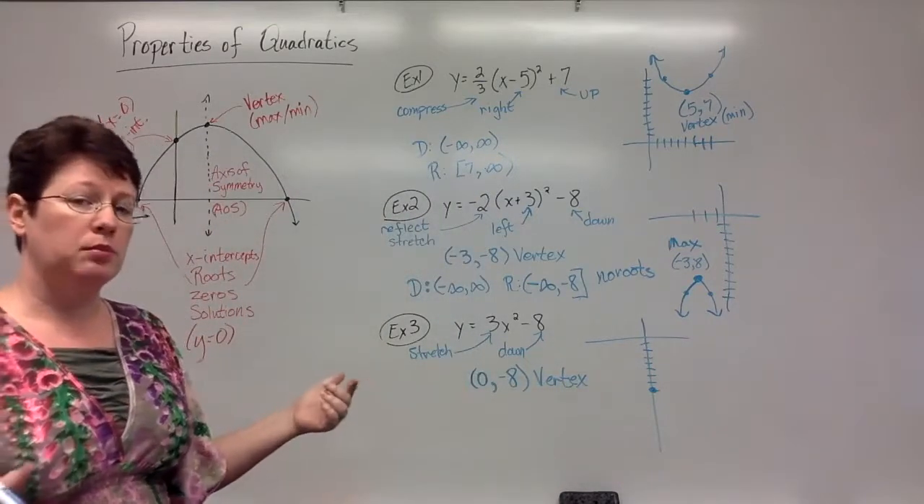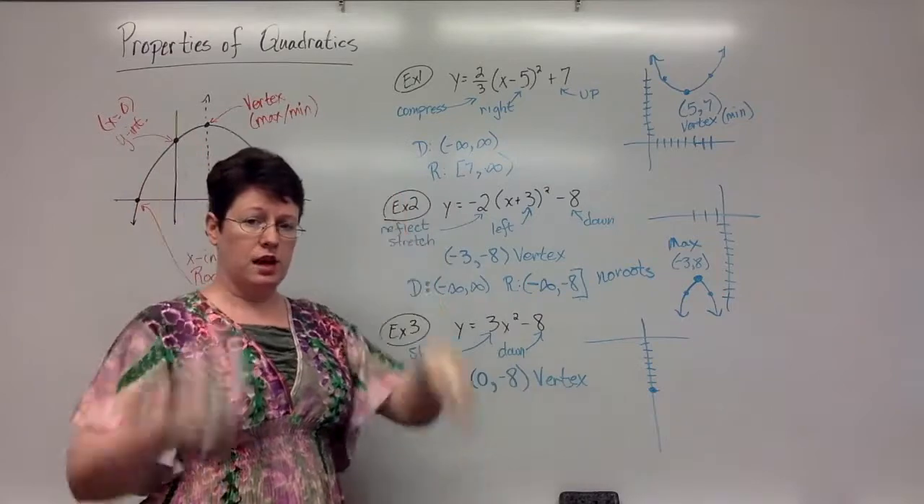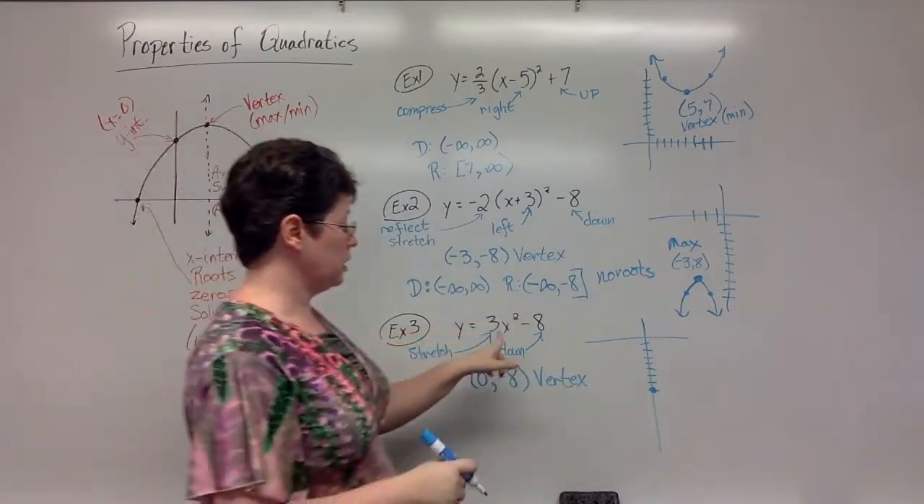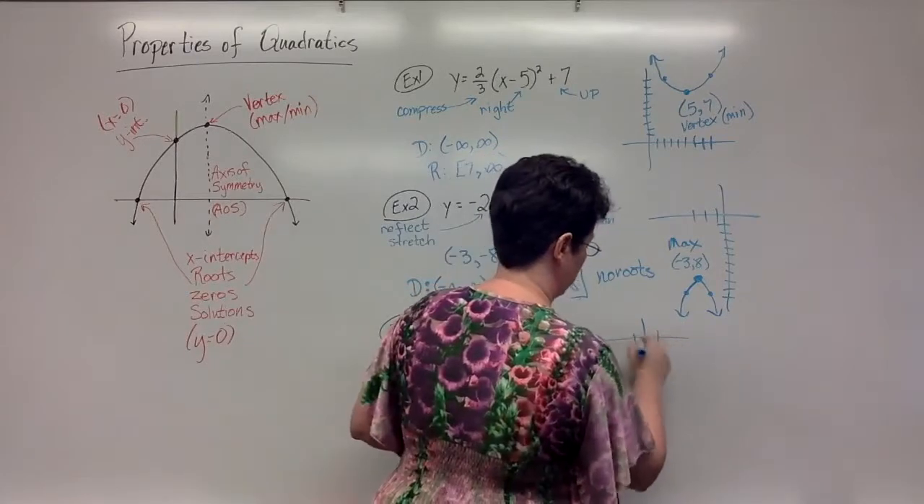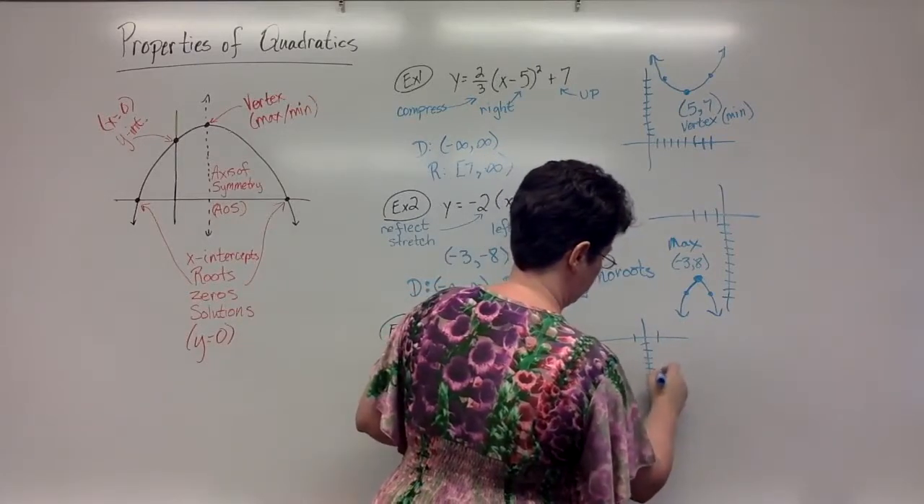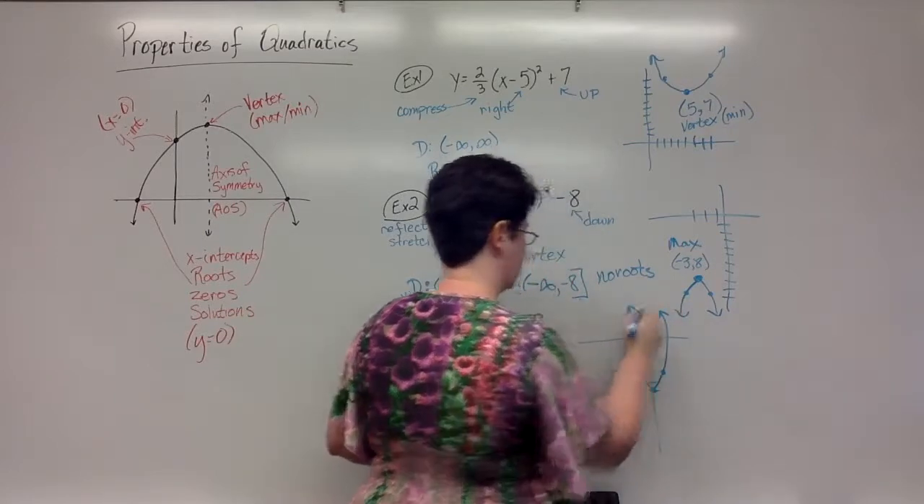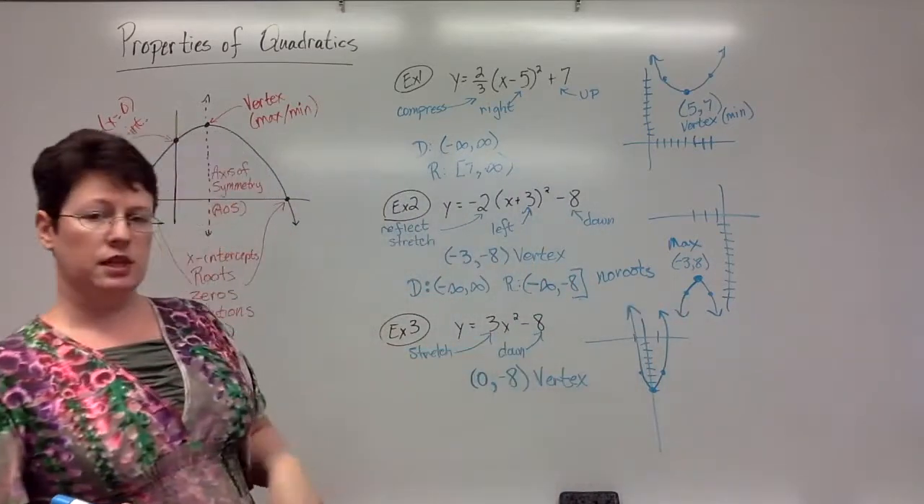Now, which way is my parabola facing? Is it facing up or down? It's facing up. So I'm going to go up 3 over 1, up 3 over 1. Super skinny little parabola. Got nice and narrow because of that stretch.